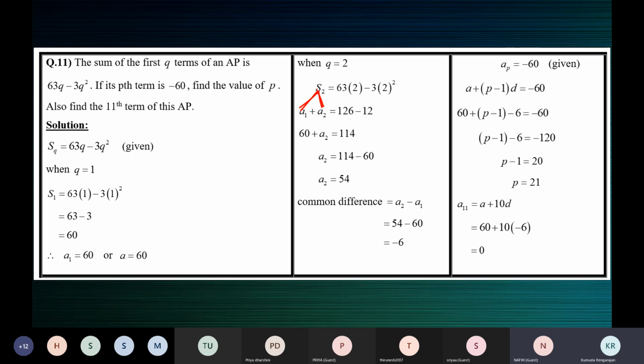So S2 means a1 plus a2. a1 we know is 60, so we find a2. We want a1 and a2. The common difference is a2 minus a1, 54 minus 60, which is minus 6. Now it's given that the pth term is minus 60. a plus (p minus 1) into d is minus 60. So work and get the value of p and find the 11th term, a plus 10d.